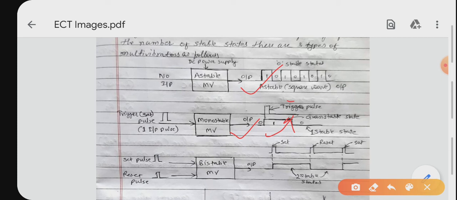Okay, the next is bistable multivibrator, in which there are two pulses, set and reset pulses, which we have to apply to change the state.